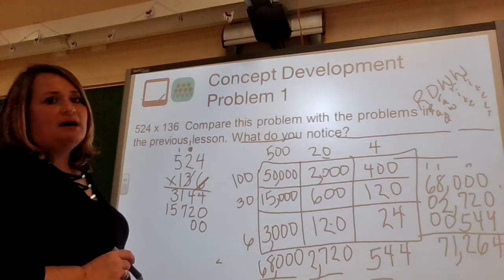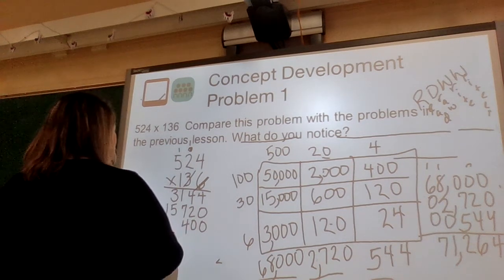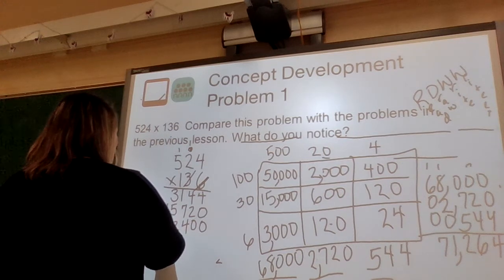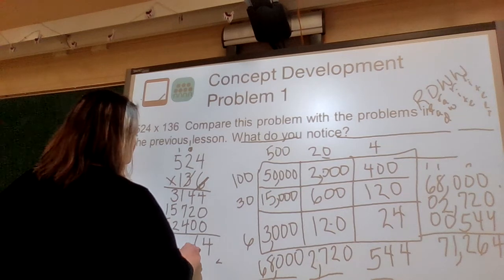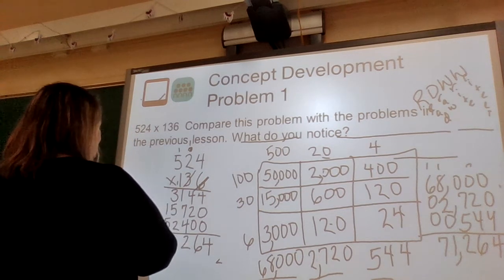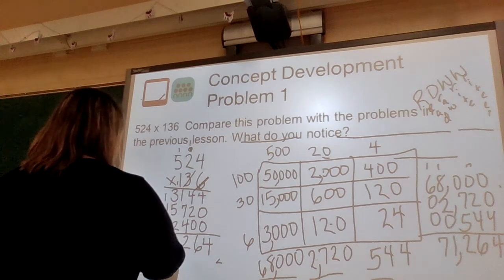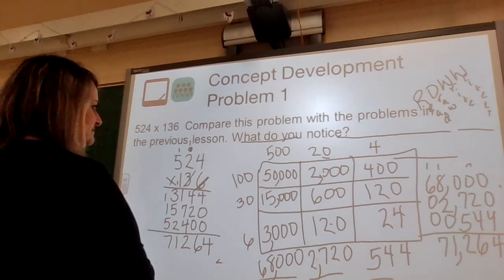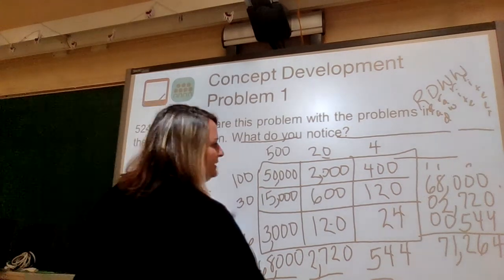Now I'm going to my hundreds. I have 1 times 4 is 4. 1 times 2 is 2. 5 times 1 is 5. And I'm going to add 4 plus 2 is 6. I have 12 here. 5, 6, 7, 8, 9, 10, 11. And then 5, 6, 7. I have 71,264.